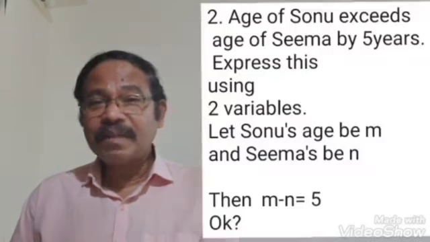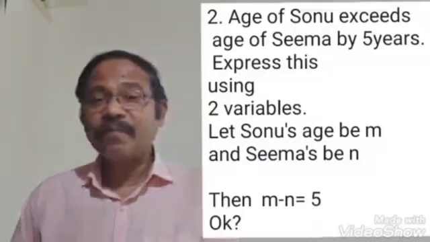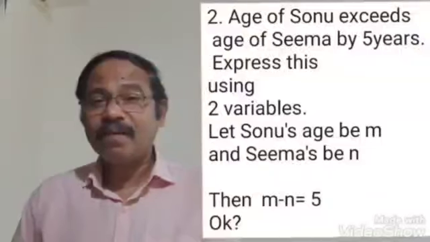Now, I am going to give another example. The age of Sonu exceeds the age of Seema by 5 years. Can you form an expression? This expression in the form of an equation. Let the age of Sonu be m and that of Seema be n. Then m minus n is equal to 5.